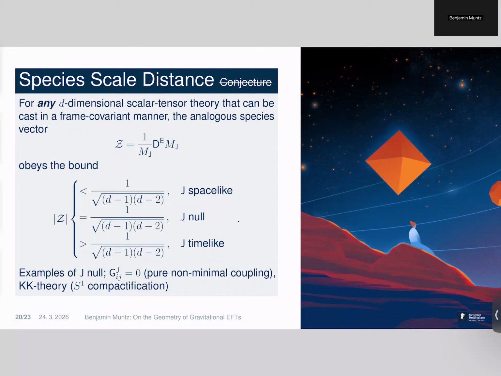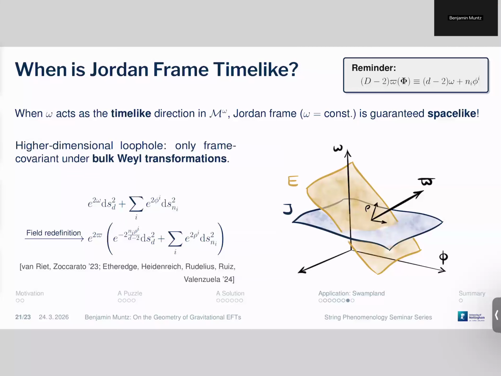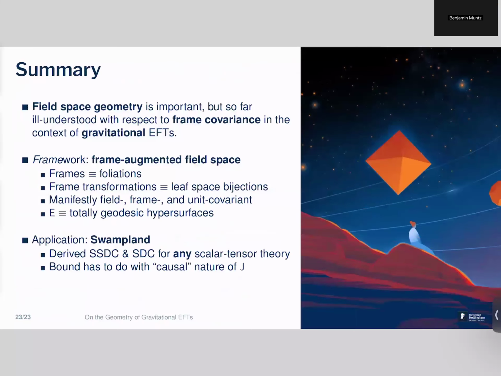Okay, and this is without talking about any species or any towers of states or anything. And we find that the norm of the species vector, we recover the usual bound, but the direction of the bound depends on whether the Jordan frame is a time-like, null or space-like hypersurface. Okay, and we test this in scalar-tensor theory examples and also things like Kaluza-Klein theory, which is well known.